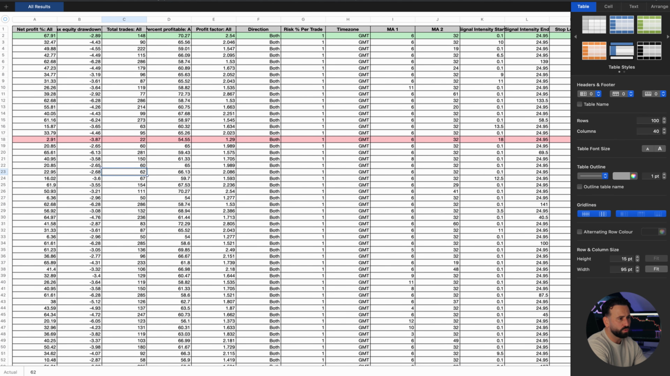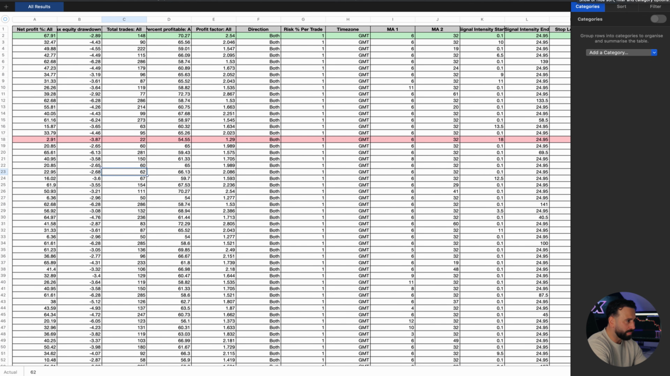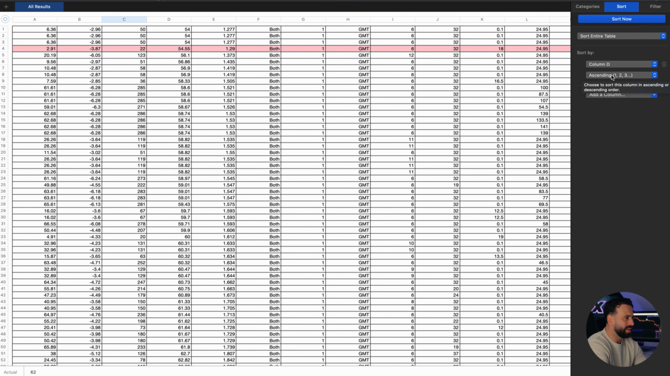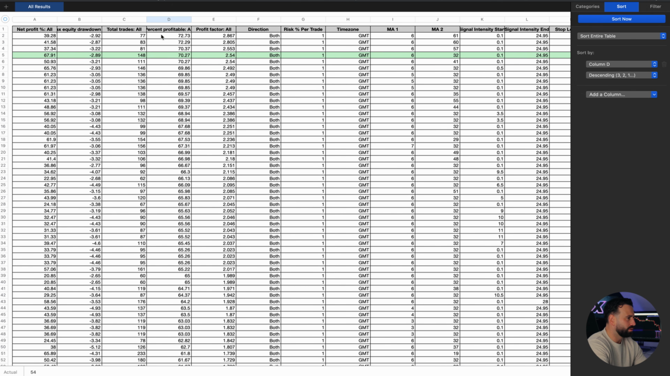So how I can do that is I can click organize. I'm actually going to look at percentage profitable, and I can click sort. And I'm going to go to column D, and we're going to put them in, which you can see here at the moment, we have gone in ascending order, but I want to go descending order. So there we go. The highest percentage profit was 72%, but I only had a 40% profit. Not really that interested in that.